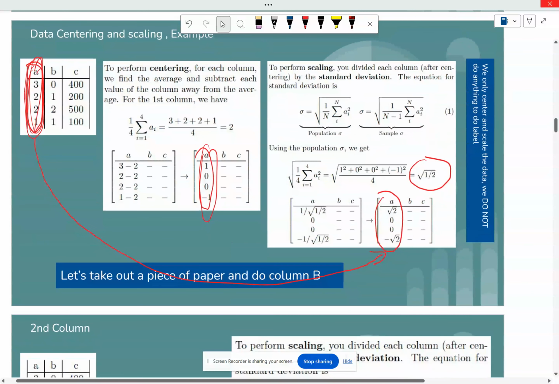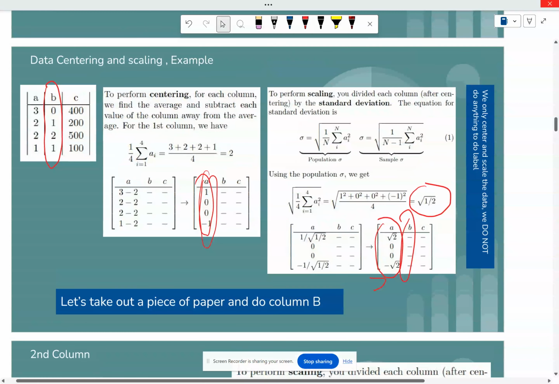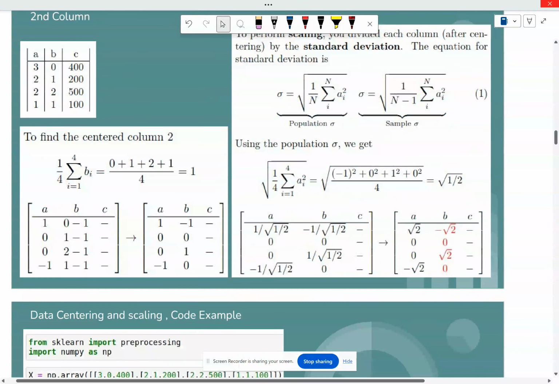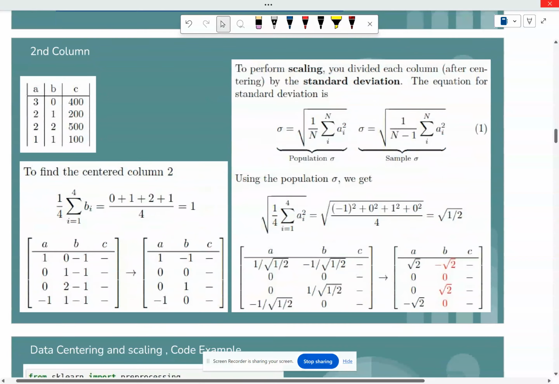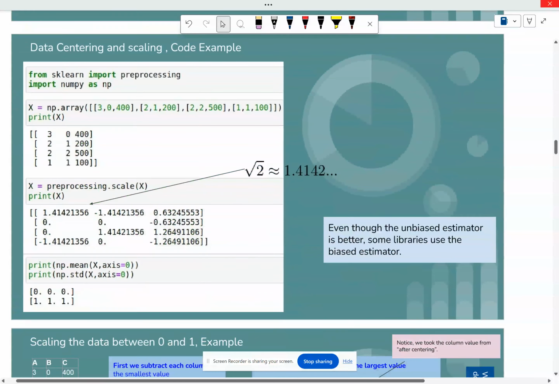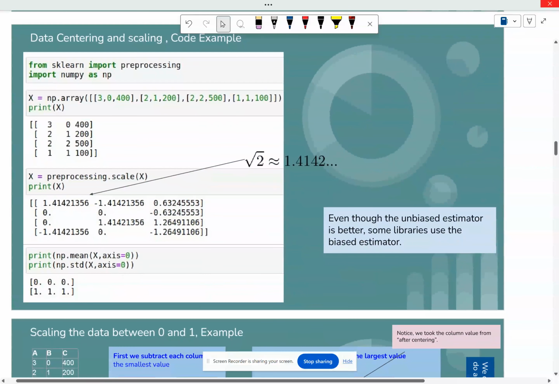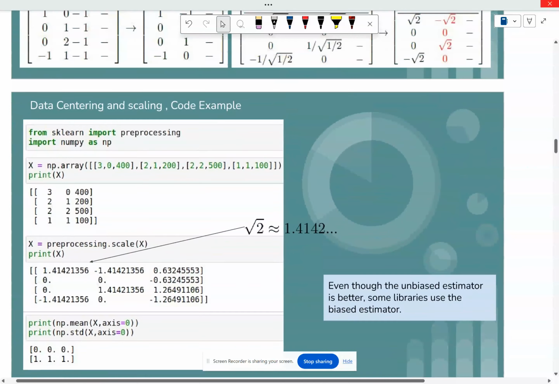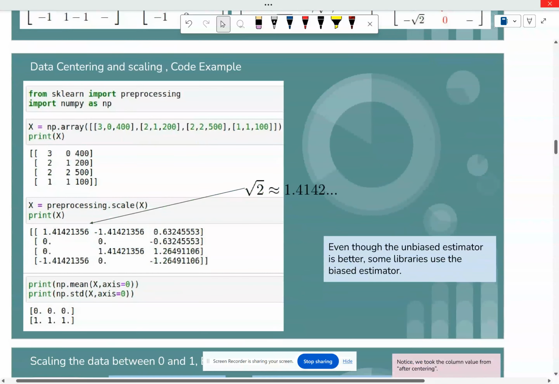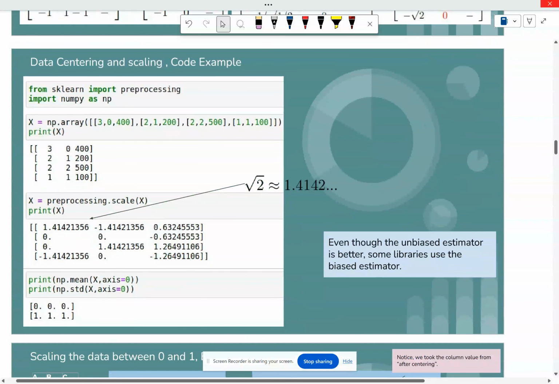At this point, why don't you take out a piece of paper and see if you can do column B and get the final result here. Pause the video because the solution is in the next page, so you can check yourself. Now, again, I don't really expect you to do this pre-processing step by hand. I just want you to have an idea of how it's done.